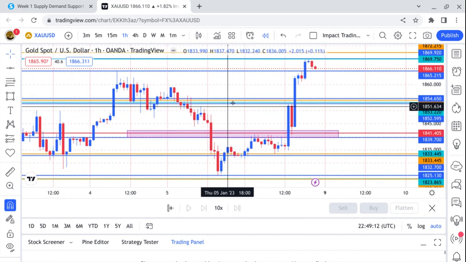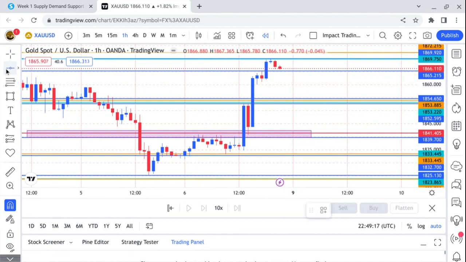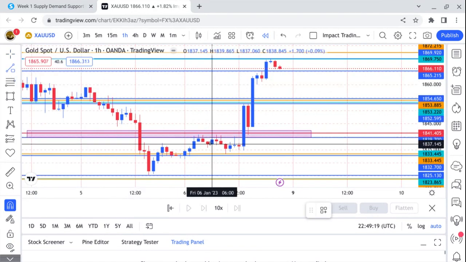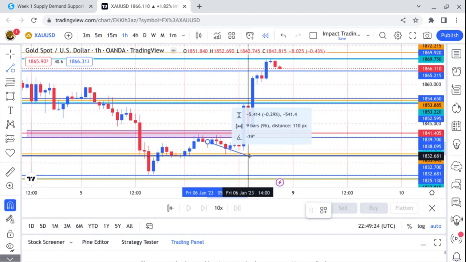For the Asian session, you would have placed the trade right here, and you would have had a profitable trade here for 500 pips.